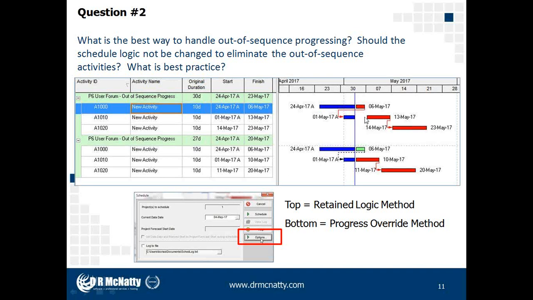Whether we use retain logic, such as we see up top here, where the remaining duration of the preceding task will drive the remaining duration of the successor task. This is our retain logic, or progress override, where once the second activity starts, it essentially controls its own destiny, for lack of a better term, but it is no longer dependent on the preceding activity.